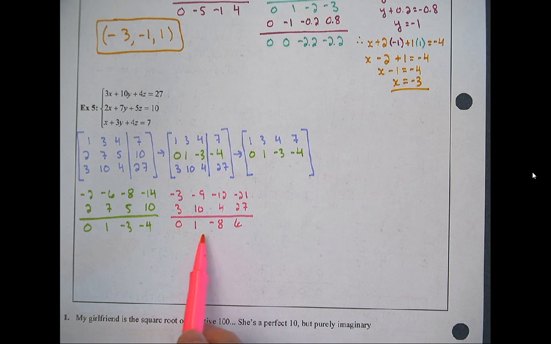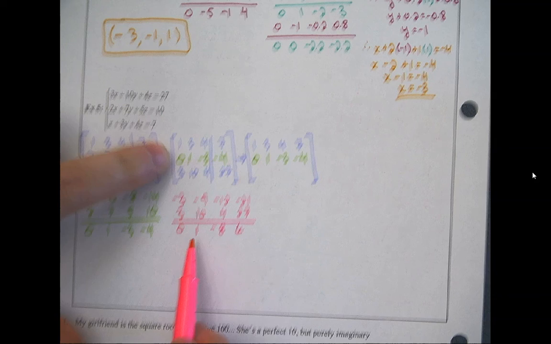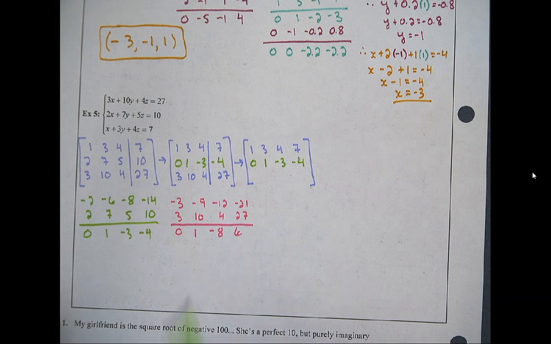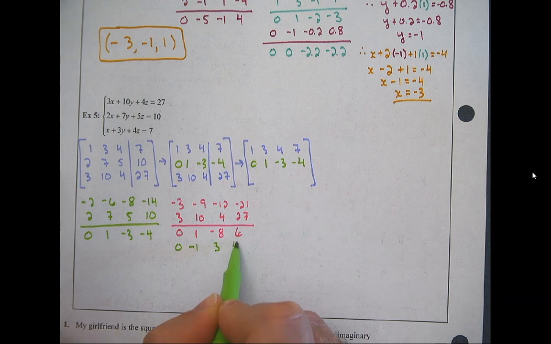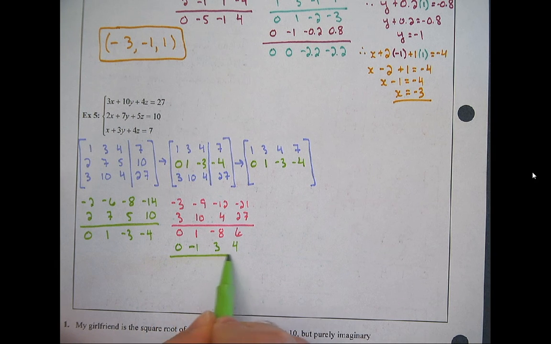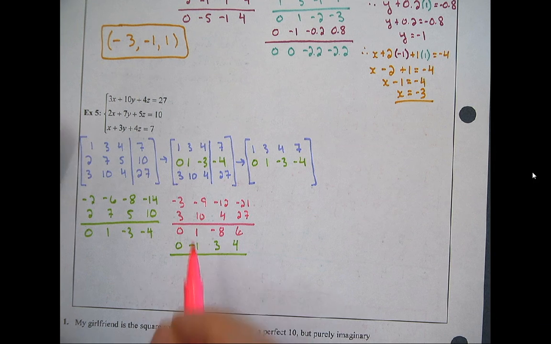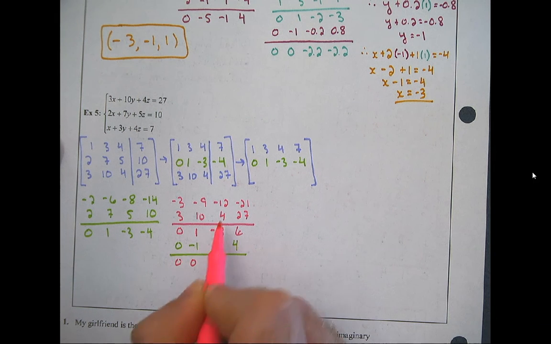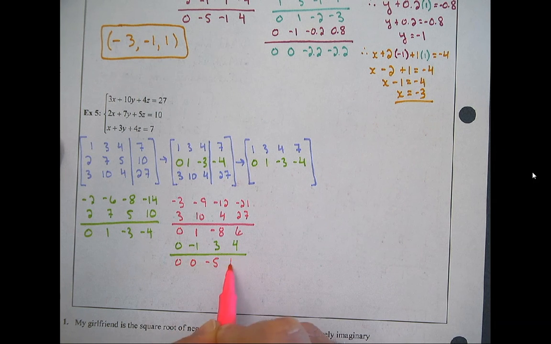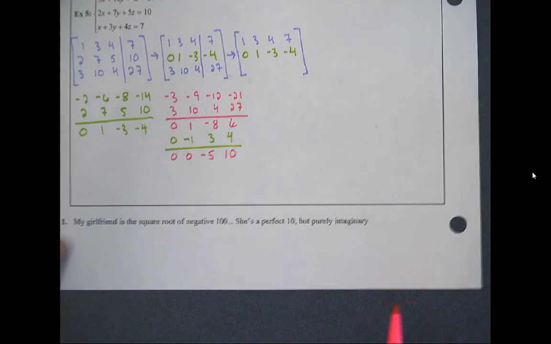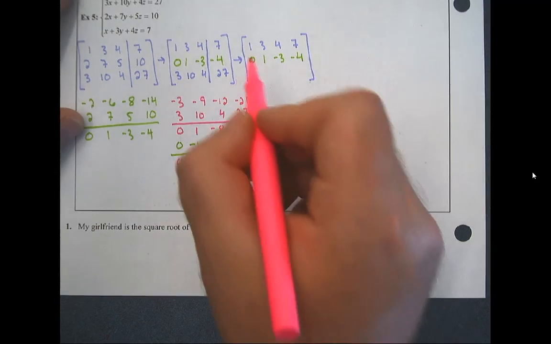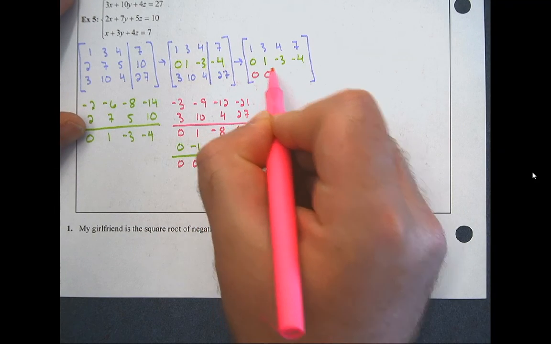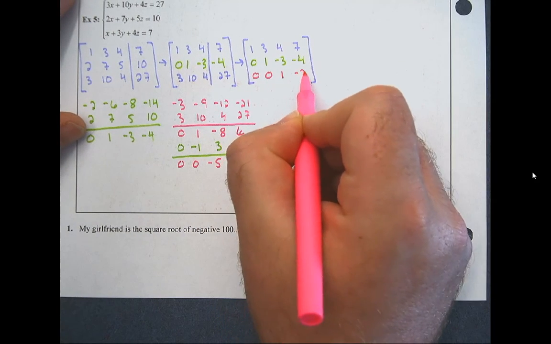Okay, now I need this to also be a 0. So I'm going to take the green one and multiply that by negative 1. That would be 0, negative 1, positive 3, positive 4, which I can then add together. And we would get 0, 0, negative 5, and 10. Oh, that makes my math voice so happy because I can then divide this one by negative 5 and I don't get any decimals. So 0, 0, 1, negative 2.